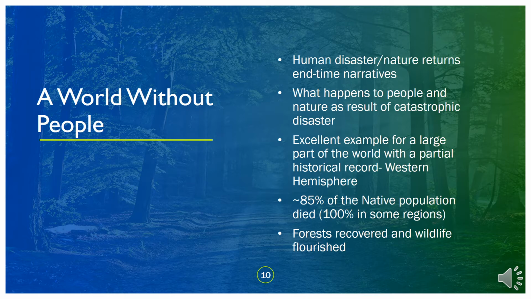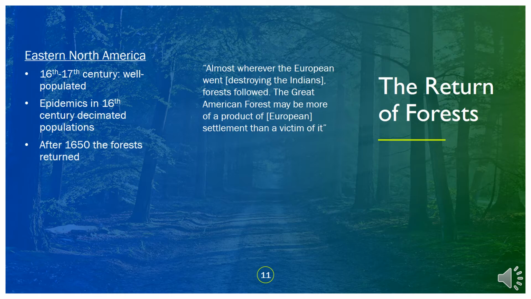And luckily, there is a partial historical record of what happened in the Western Hemisphere, because most of these accounts are partial or fictitious. And what really happened was approximately 85% of the native population died. And in some regions, it was a total decimation, 100%. And that allowed for the forest to recover and wildlife to bounce back from being hunted. And this moves on to the next section, called the return of forests.